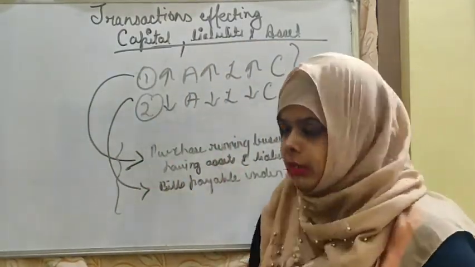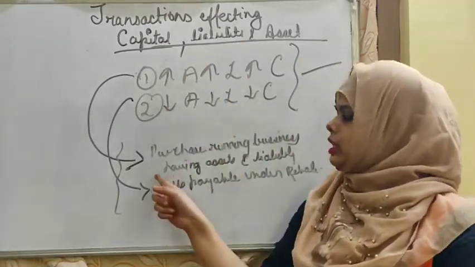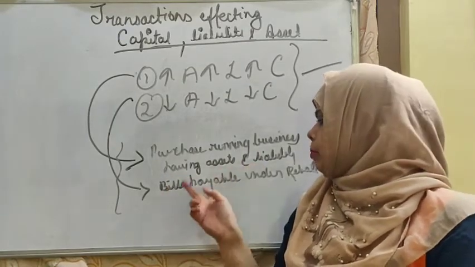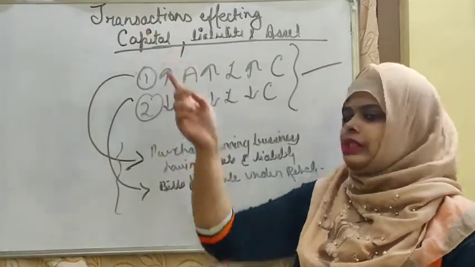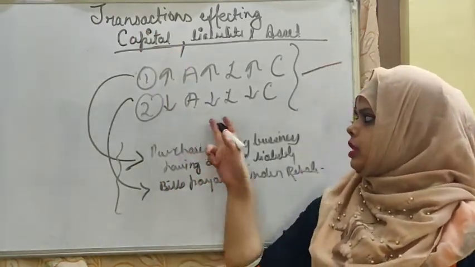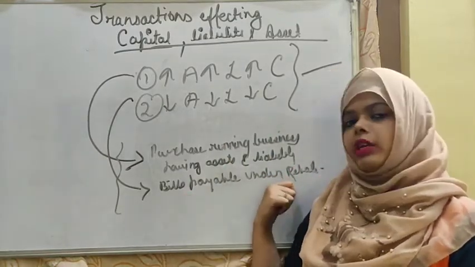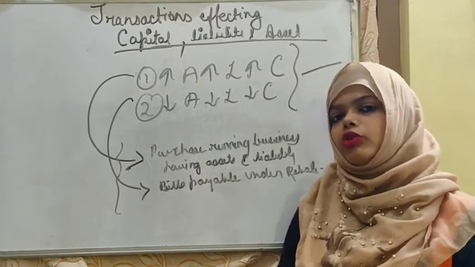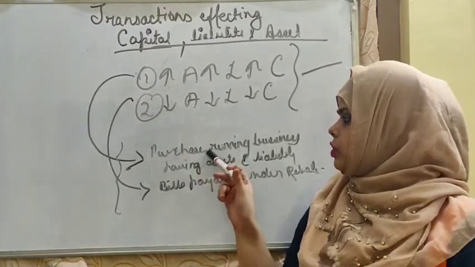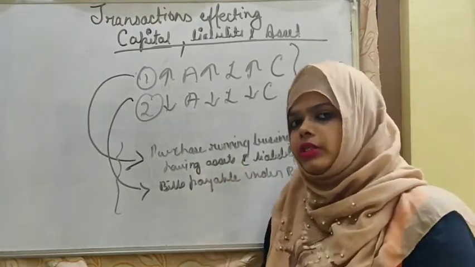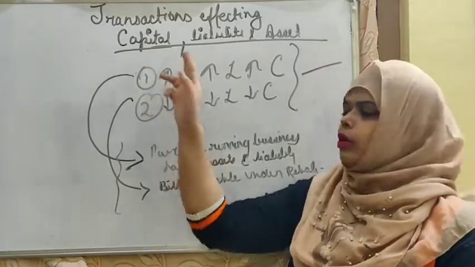If we purchase a running business, having assets and liability, it will affect the three parts, that is the increase in asset, liability and the capital. Bills payable at rebate. Rebate means at a discounted rate, it will decrease the asset, liability and capital. That is bills payable, which we are paying at a rebate price. Under rebate means there is a negotiation between the buyer of the goods and the seller of the goods. And in the purchase of a running business, we purchase another business which has assets and liabilities, and which will affect the capital of our business also.